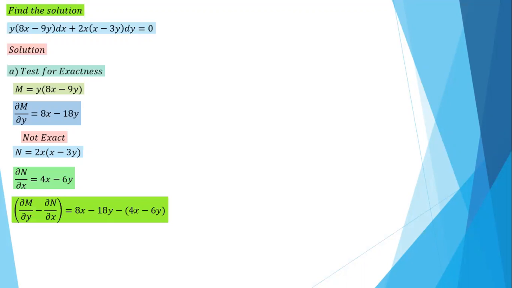Then we solve the difference of the partial derivative of M with respect to y and the partial derivative of N with respect to x. Then we have 8x minus 18y minus the quantity of 4x minus 6y. So the result is 4x minus 12y, or we have 4 times the quantity of x minus 3y.